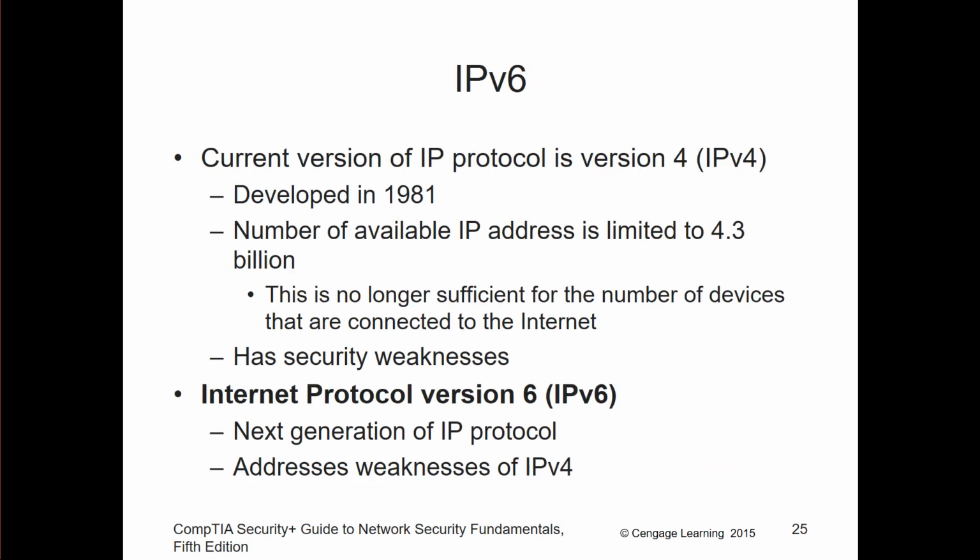We have different versions of the IP protocol. We have IPv4 and IPv6. IPv6 is the current, or newest, version. IPv4 is still the most widely used version. IPv4 is limited to roughly 4 billion public IP addresses and has several security flaws. IPv6 addresses a lot of the weaknesses in IPv4 and has 340 undecillion potential addresses.